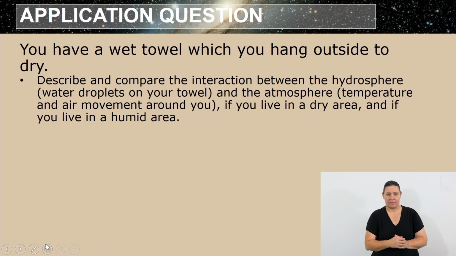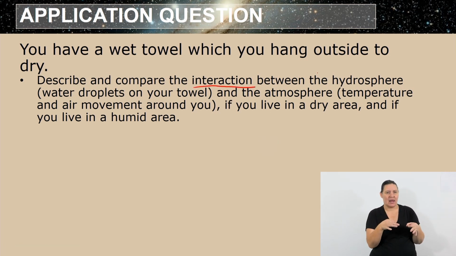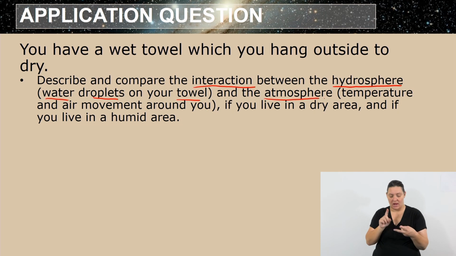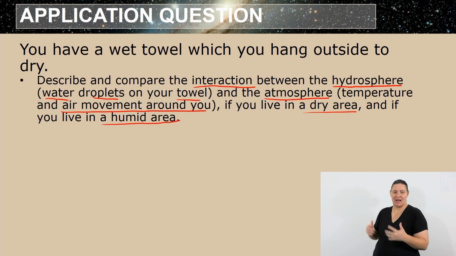Now, let's look at the following question. It says, you have a wet towel which you hang outside to dry. Describe and compare the interactions between the hydrosphere, which is the water droplets on the towel, and the atmosphere in terms of temperature and air movement around you, if you live in a dry area, as well as if you live in a humid area.